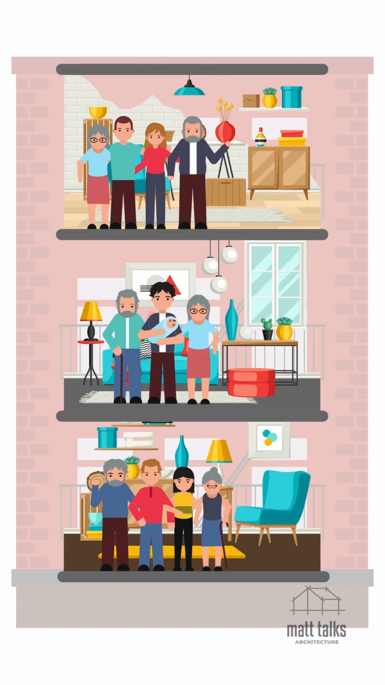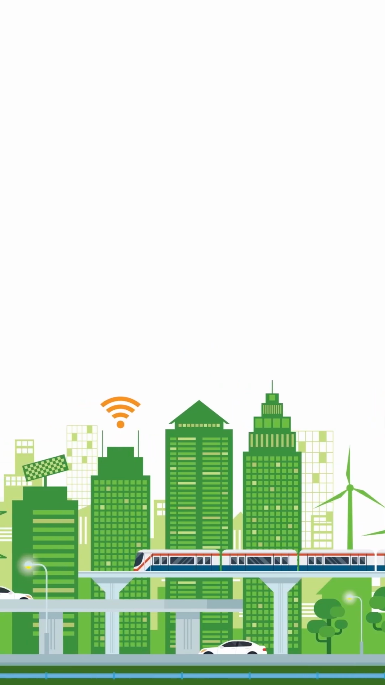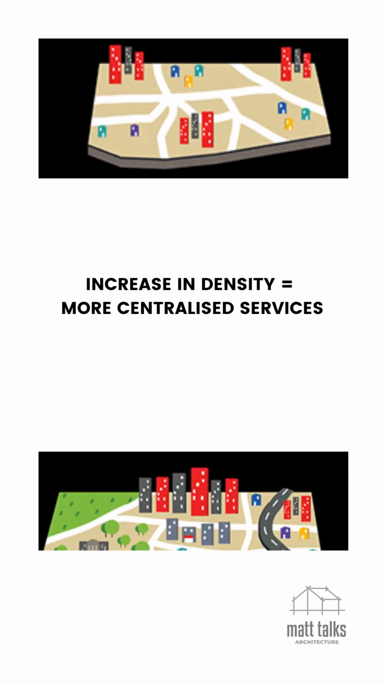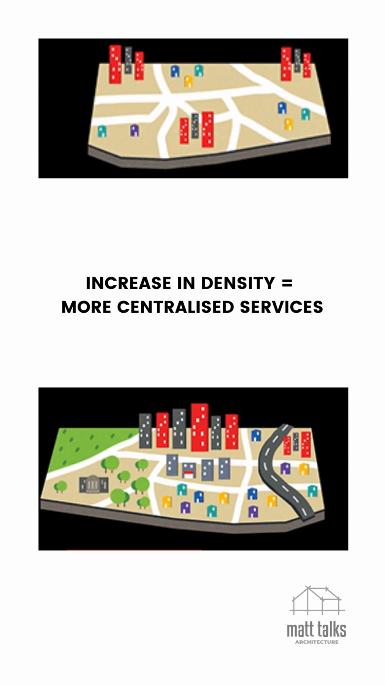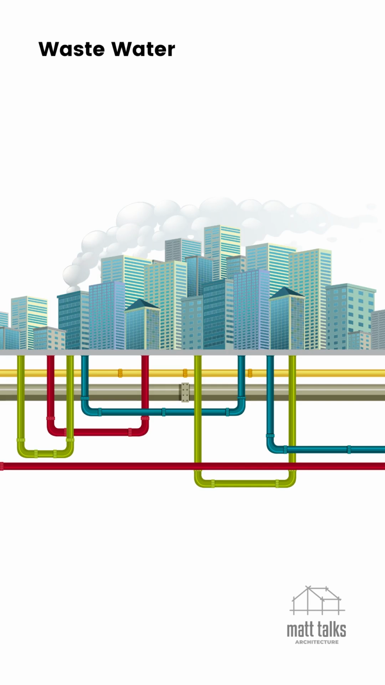resources. Therefore, in order to support development, the city must rely on some critical infrastructure, such as waste and water management, transportation, and energy. What is important to note is that a shift from on-site to centralized services occurs as density increases. To better understand these needs, let's compare the infrastructure needed to support a high-rise apartment with that of a typical single-family dwelling. Let's start with wastewater.